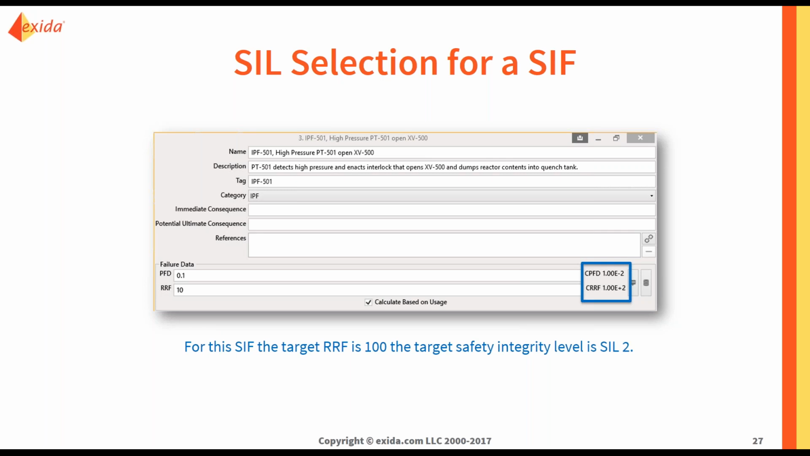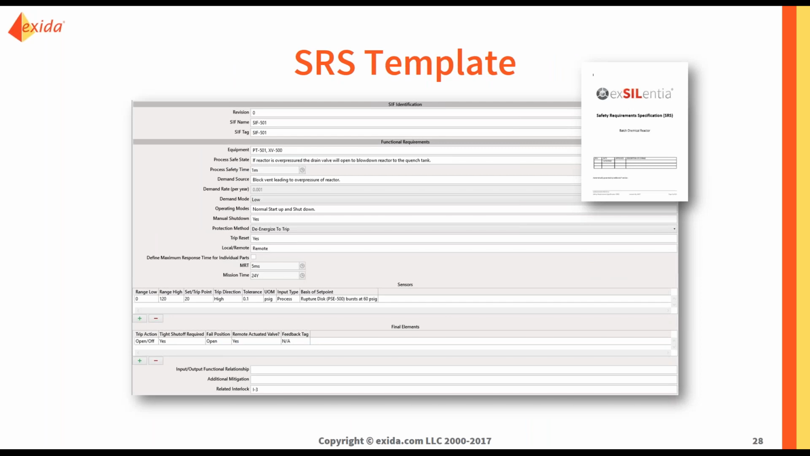Once you've designed all of your SIFs and you have all of your SIL selection completed, you want to document that in the safety requirements specification. This is in the standard basically a document that summarizes your analysis as well as all of the requirements needed for each SIF that you can hand off to the design team so that they can adhere to those requirements. There's a lot of requirements in the standard, and all of these are shown in the template so that you can fill out and make sure that you are compliant to that standard.